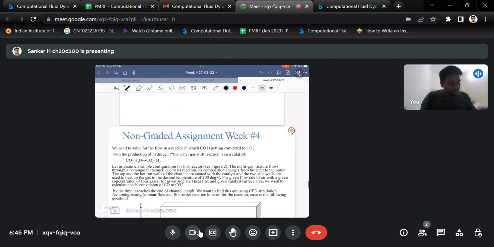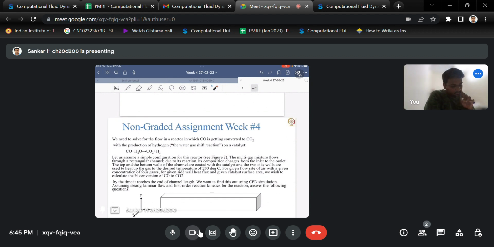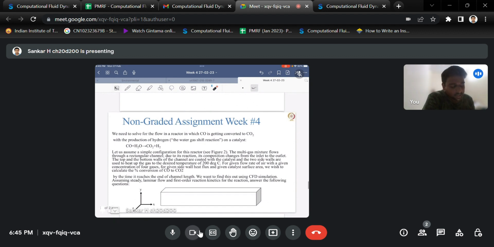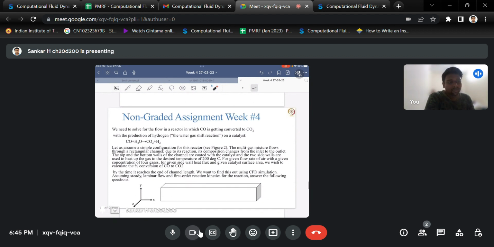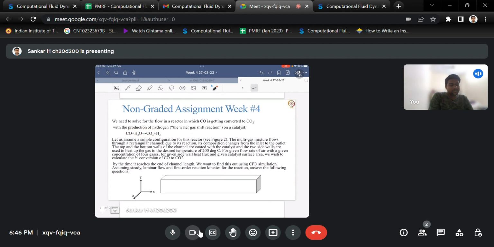Moving on to the non-graded assignments for week 4, which deals with catalytic reactions or CFD for reactions. We solve for the flow in a reactor in which CO, carbon monoxide, gets converted to carbon dioxide, with the production of hydrogen, which is known as the water gas shift reaction, and follows this equation: CO plus H2O giving CO2 plus H2.